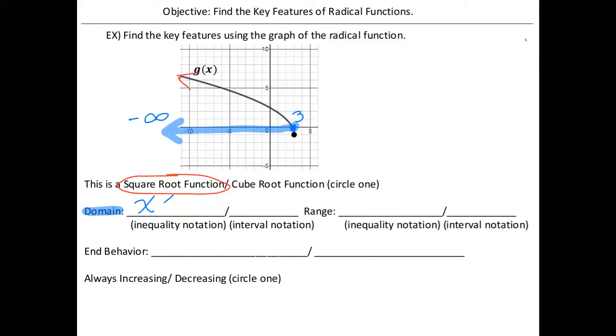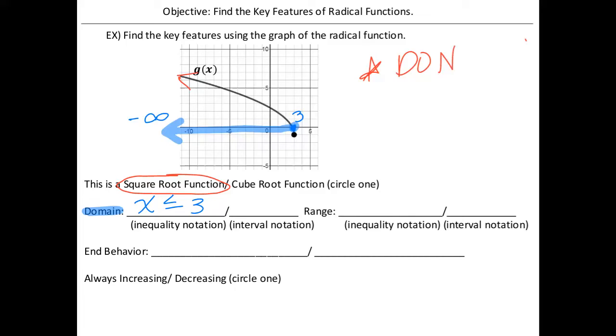Less than or equal to 3. And then this is where people always get confused. They want to follow the arrow. Do not follow the arrow. You always go from left to right. It doesn't matter what way the arrow is pointing. Okay? So I'm going to put a note here.